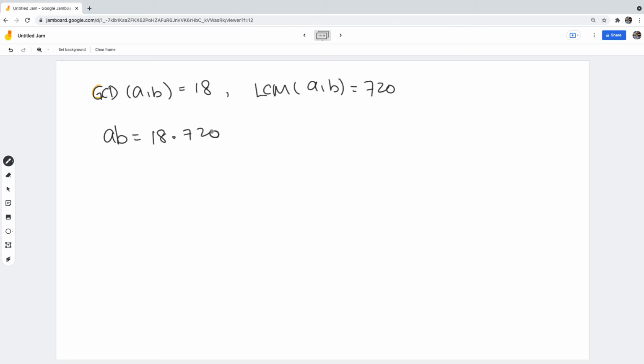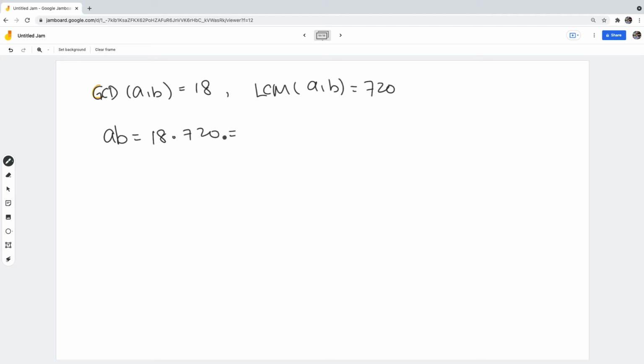So we are given, let me use black for the question. Okay, so GCD of A, B is given as 18, and LCM of A, B is also given as 720. When you are given these two, what else do we know? We also know A times B is equal to the product of GCD and LCM. So 18 times 720, right?